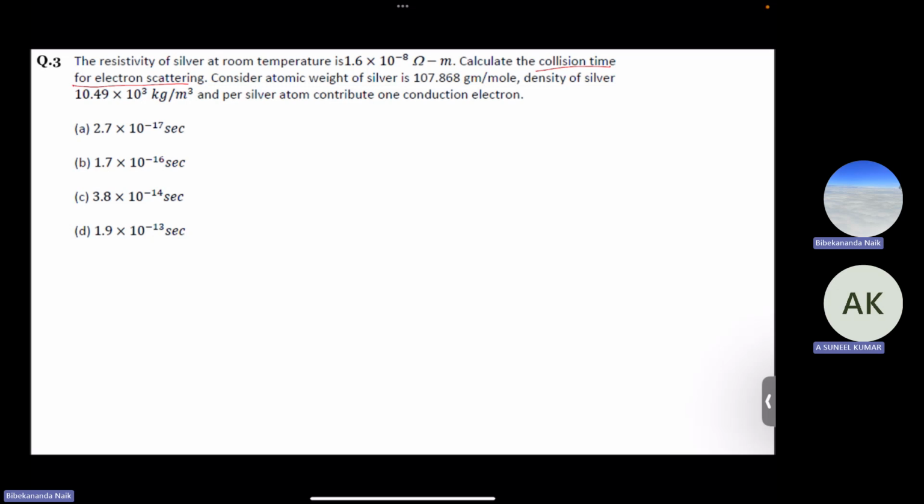So for this, can we take the formula tau is equal to m by n e square rho? Yes, because if you see, you know the resistivity, you know the value of the other quantities, and in order to find out the number density, we will use the atomic weight of silver and the density of silver atom.